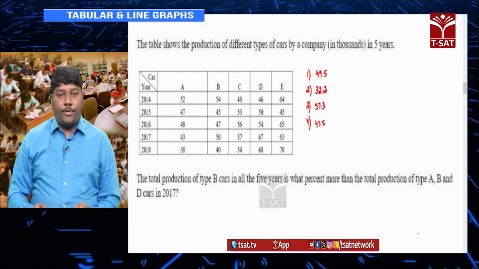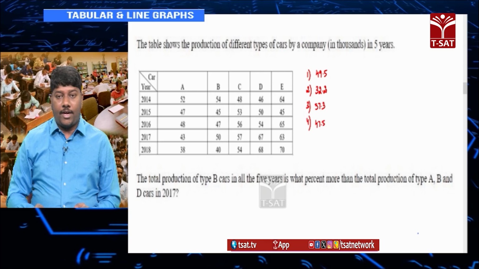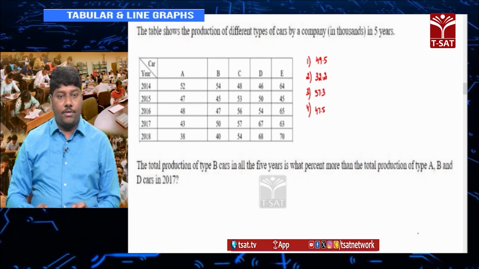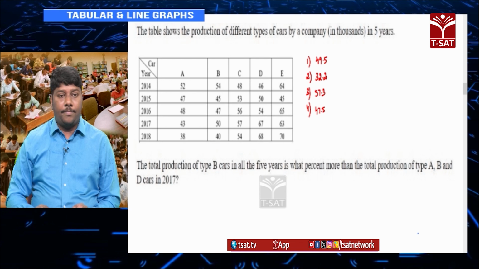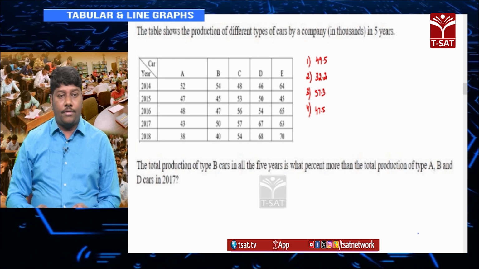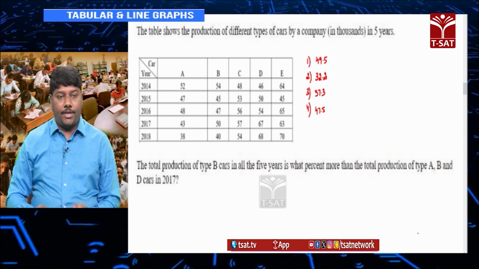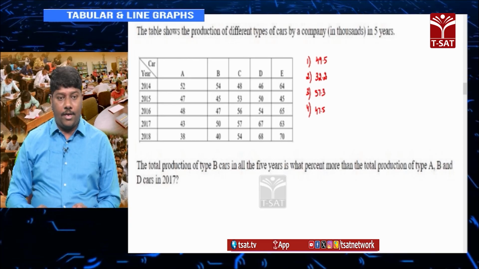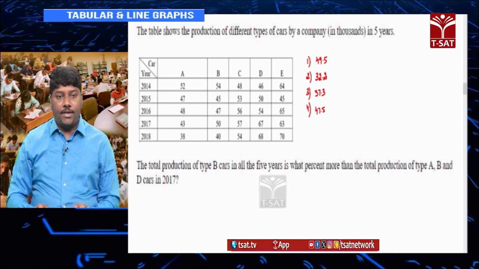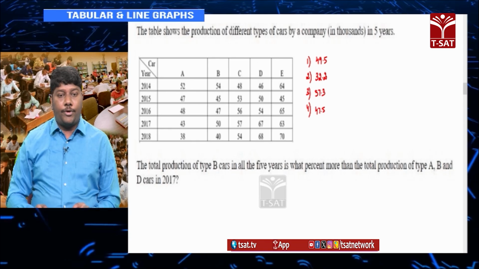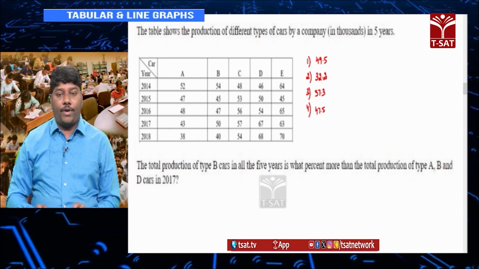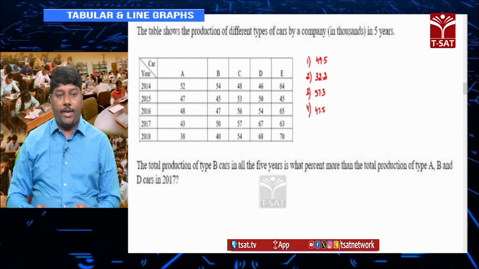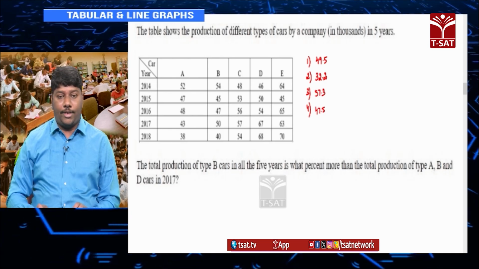The table shows the production of different types of cards by a company in thousands in 5 years. Again, it is another table. Now it shows 5 years, same thing, but here in rows 2014, 2015, 2016, 2017, 2018, again cards by 5 companies A, B, C, D, E. So it is a typical tabular graph. The total production of type B cards in all 5 years. What percent more than the total production of type A, B and D in 2017?